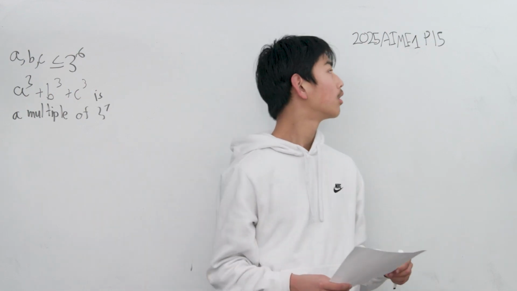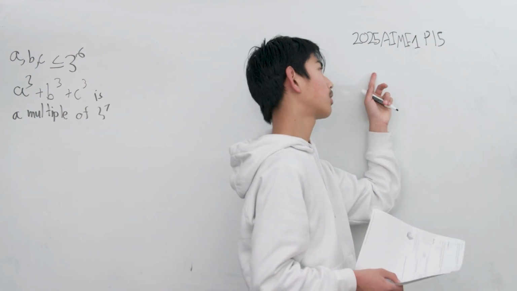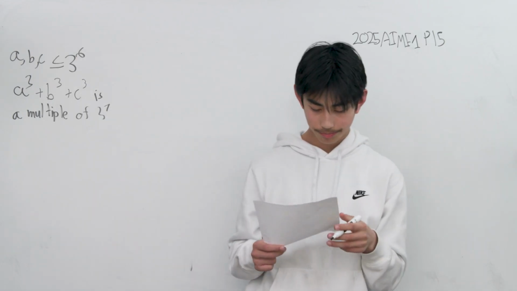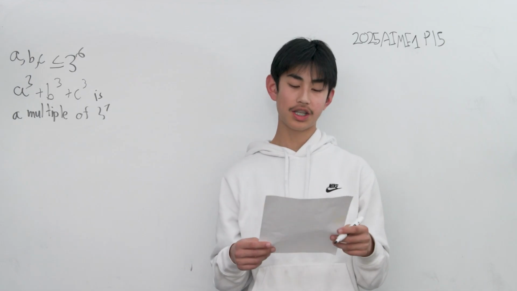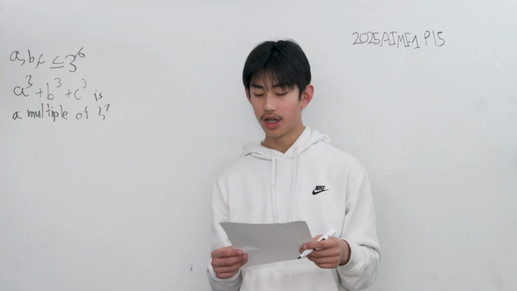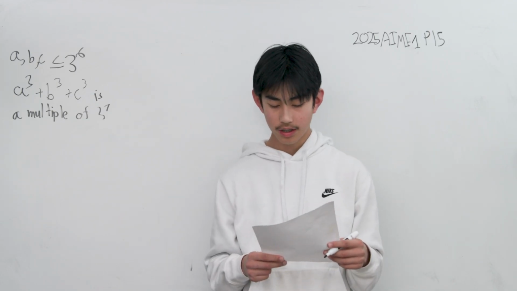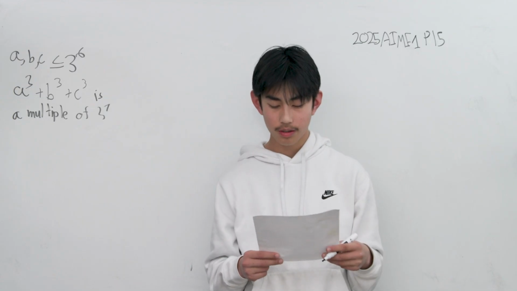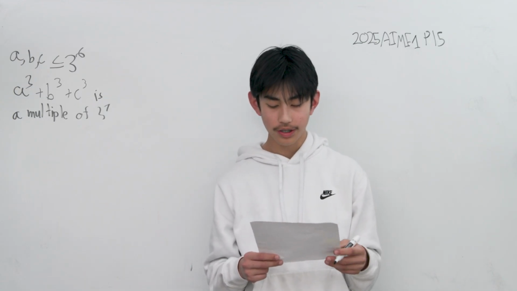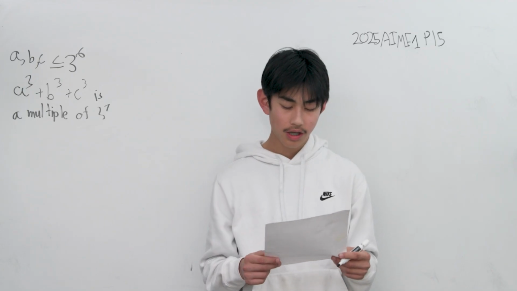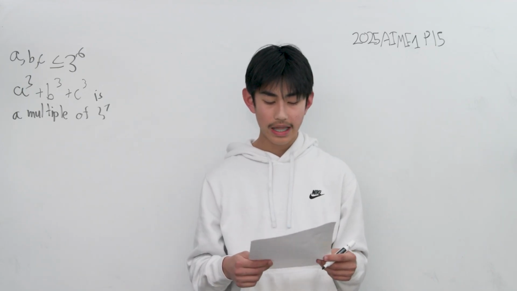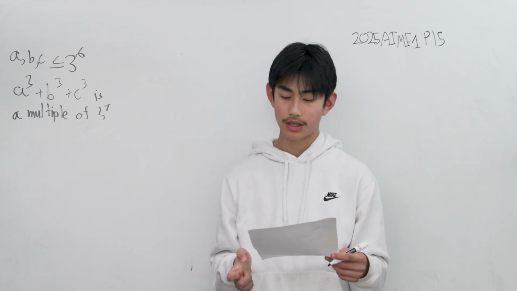We're solving problem 15 from the 2025 AIME 1. Let N denote the number of ordered triples of positive integers a, b, and c such that a, b, and c are less than or equal to 3 to the power of 6, and a cubed plus b cubed plus c cubed is a multiple of 3 to the power of 7. Find the remainder when N is divided by 1000.